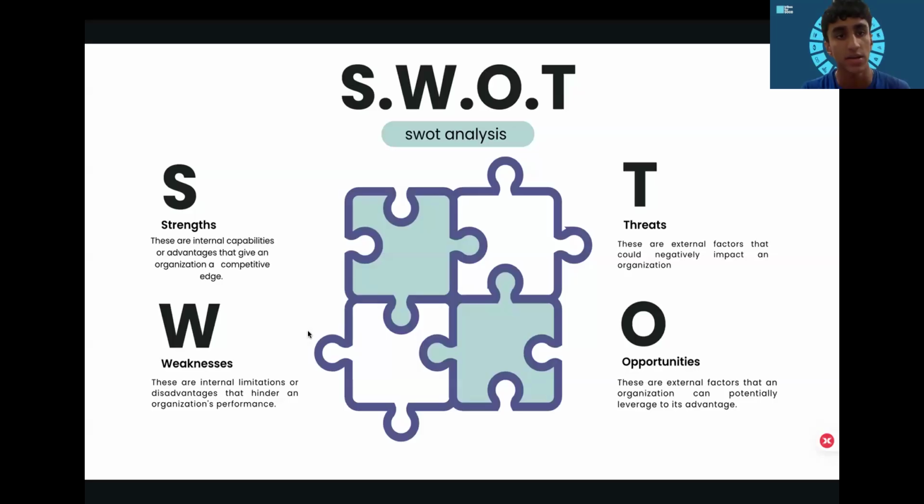An example of a threat could be, let's say you open one pani puri stall right in front of your house, and then right next to your house, somebody else also opens a pani puri stall. You're going to be in competition with the other person next to you, and it's going to make it a lot harder for your business to sell more and more and more.